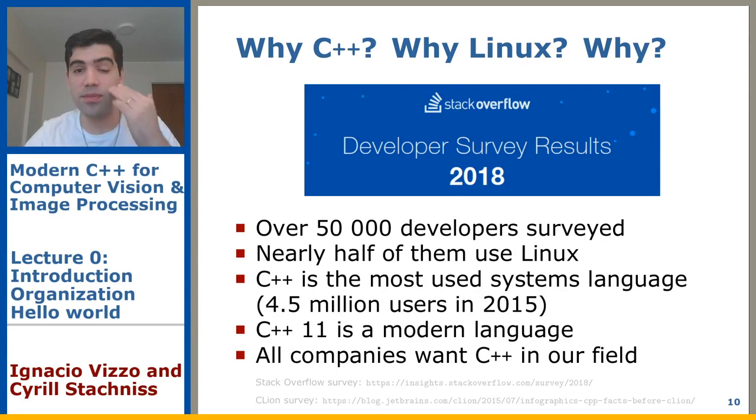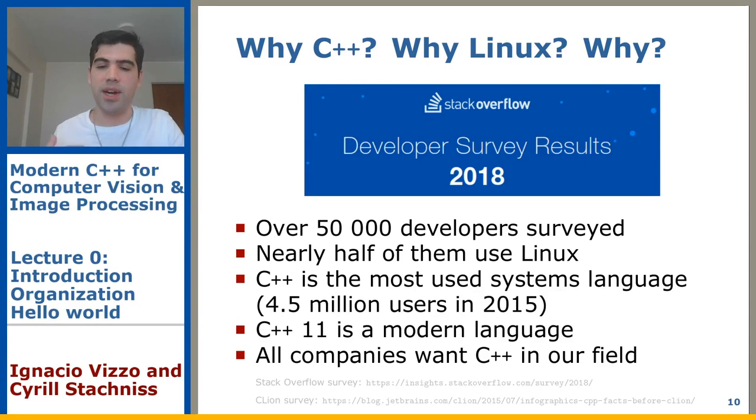And then some key results, because it's a big survey, I would recommend you go and check it out: nearly half of the people who are professional developers are using Linux as the primary system for working. And this was in 2015, C++ was the most used system language with almost 5 million users. So C++ is still super popular.